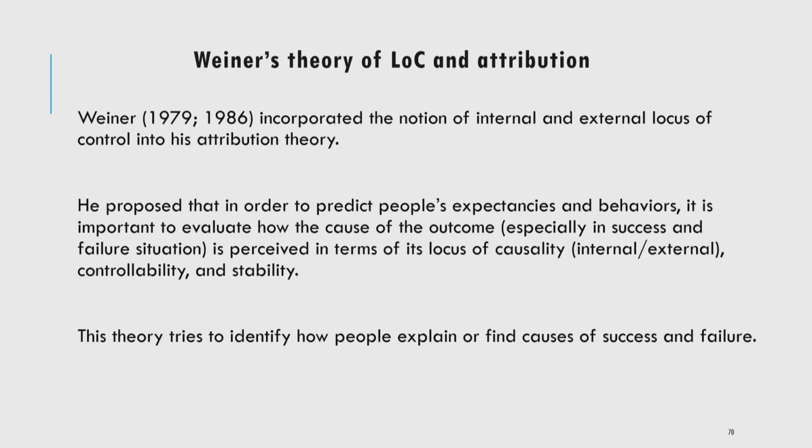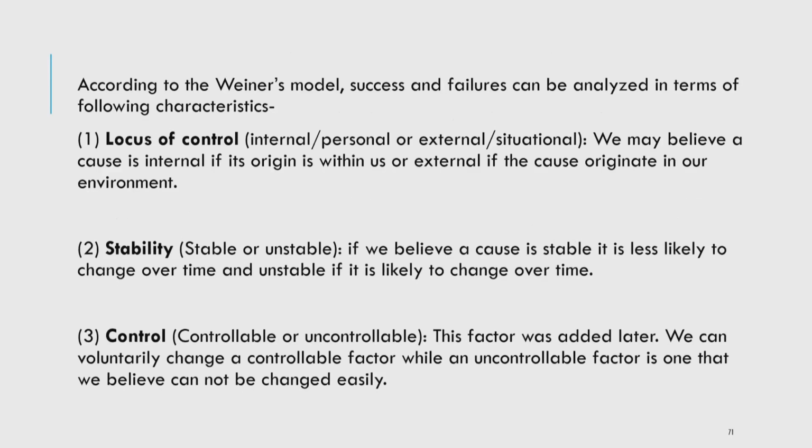Whether they explain it using internal locus of control or external locus of control, or in terms of stability, whether it is a stable factor or unstable factor, or controllability, whether it is a controllable factor or uncontrollable factor that caused success and failure. So let's look into that a little bit more. What are these three factors? According to Weiner, success and failures can be analyzed in terms of these factors.